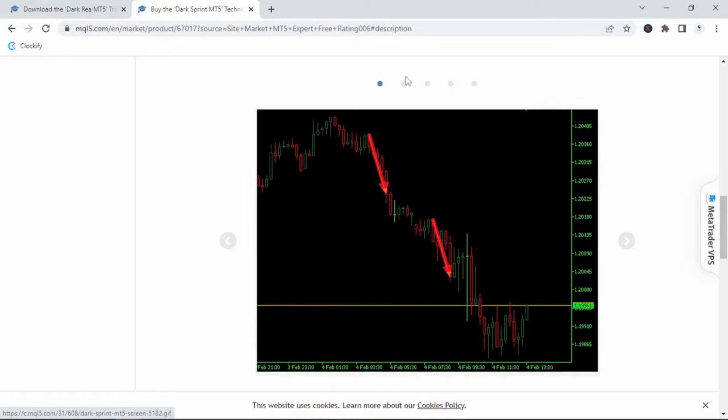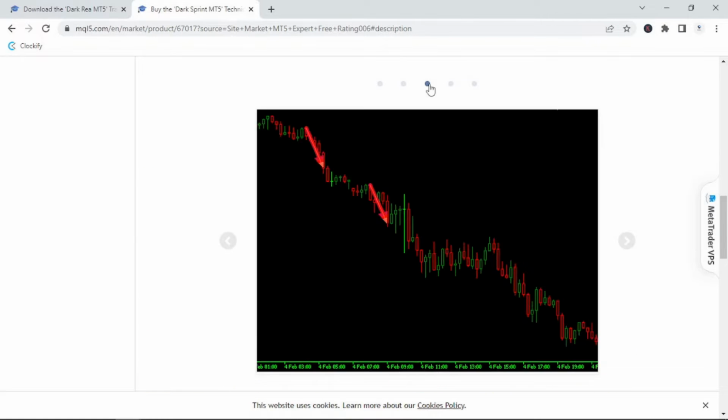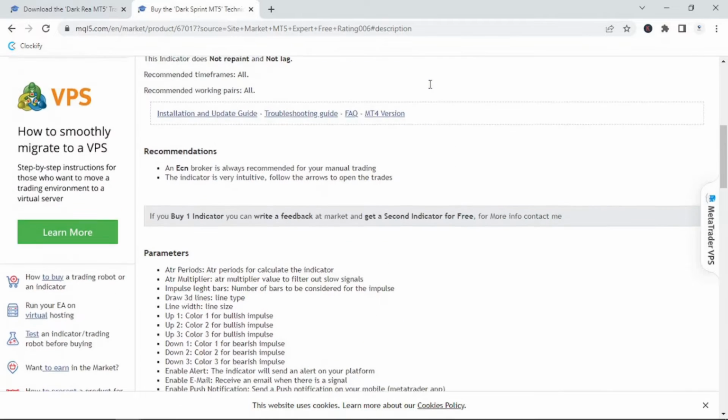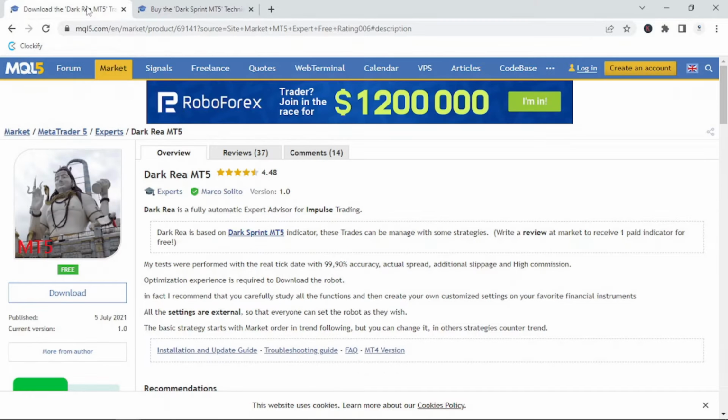Dark Rea Expert Advisor comes with two different strategies, either with or against the trend, the same as in my previous videos. I recommend reading about the strategy and recommendations before testing the bot on MT5. So let's take a look at the recommendations.